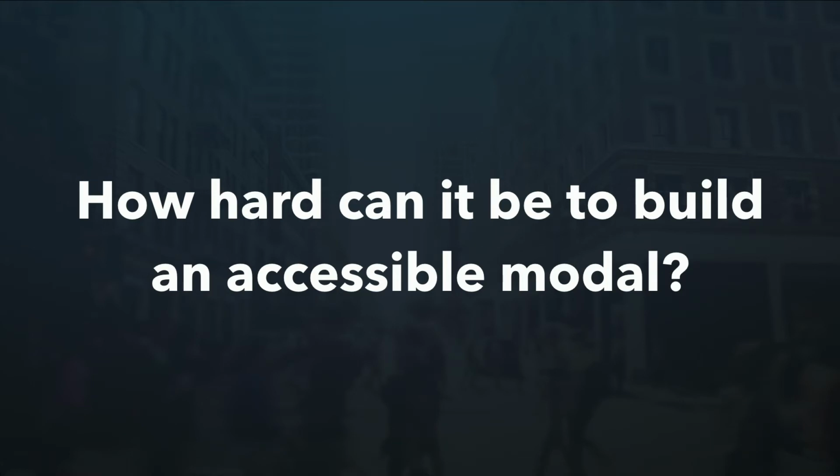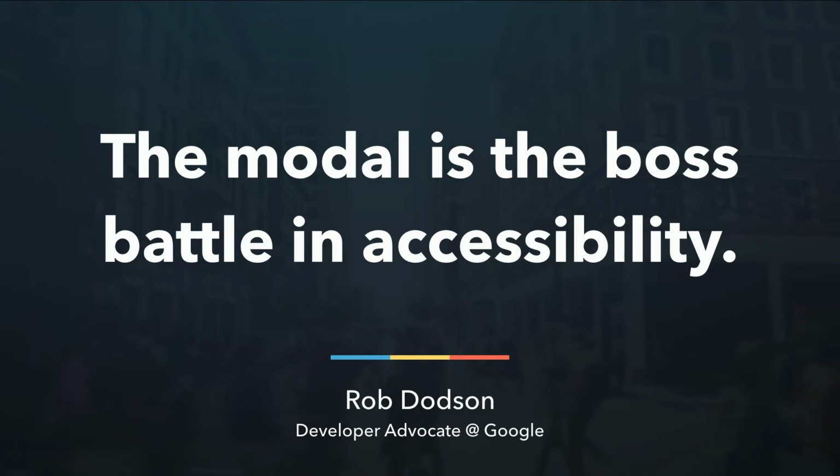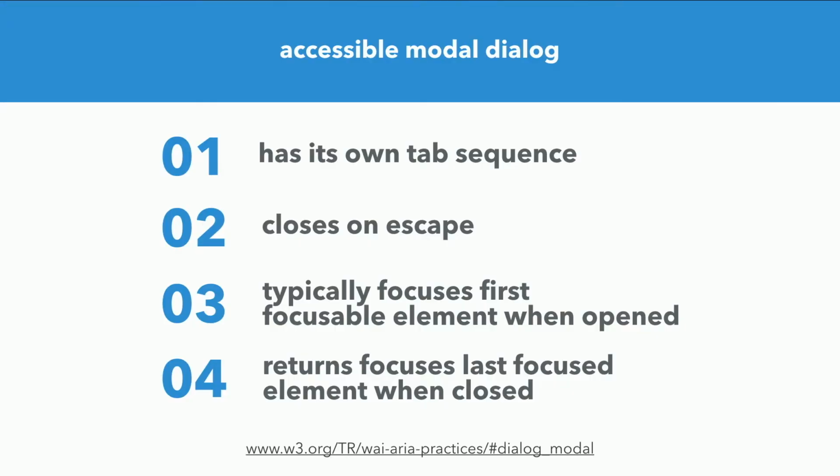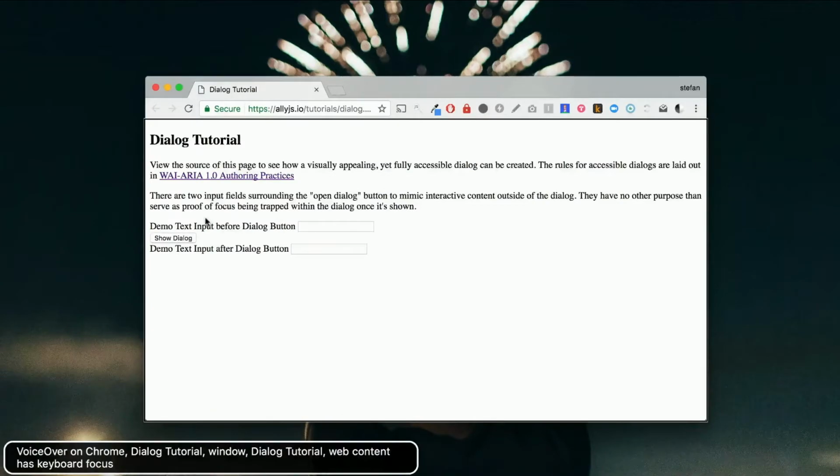Rob Dodson from Google said once, the modal is the boss battle in accessibility. So what does that actually mean? It's just display none and display block, right? According to specs, an accessible modal has its own tab sequence. It closes on escape, it focuses the first element, and it returns the focus to the last element. So let's have a look at a focusable and an accessible modal.